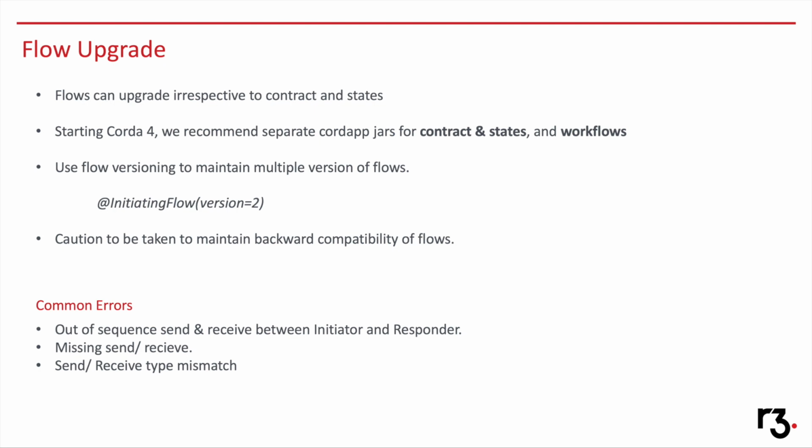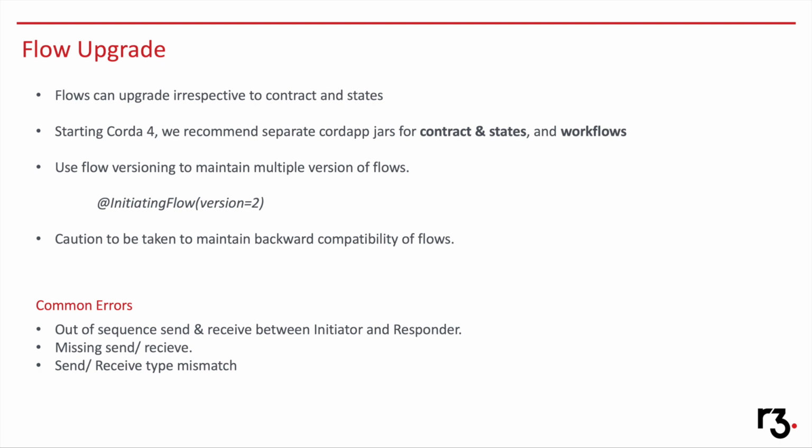We recommend this approach as we anticipate that most of the changes or modifications to the applications will be in the flows and services, while your contracts and state would be subject to minimum modification. Thus, having them in separate jars would remove the overhead of dealing with contract constraints when upgrading only the flows or services. Upgrading flows in Corda is pretty simple. All that you have to do is replace the old jar with a new one containing the updated flows.